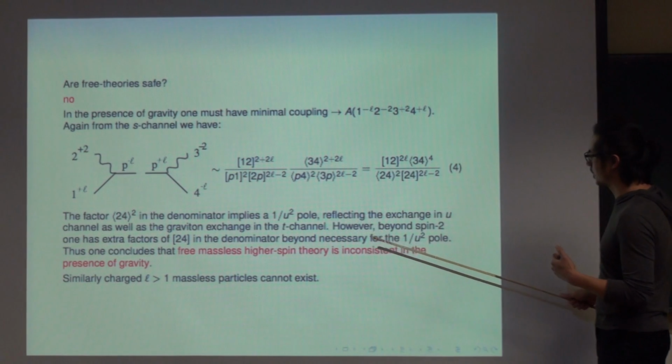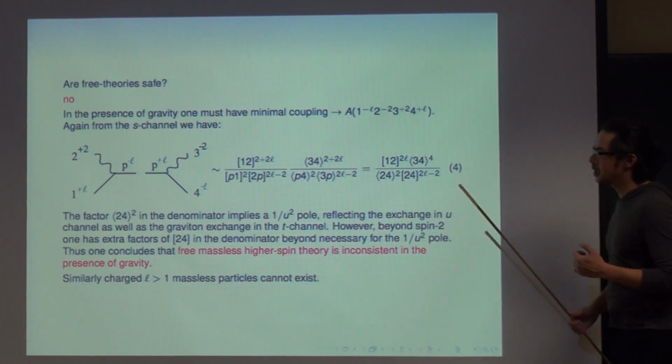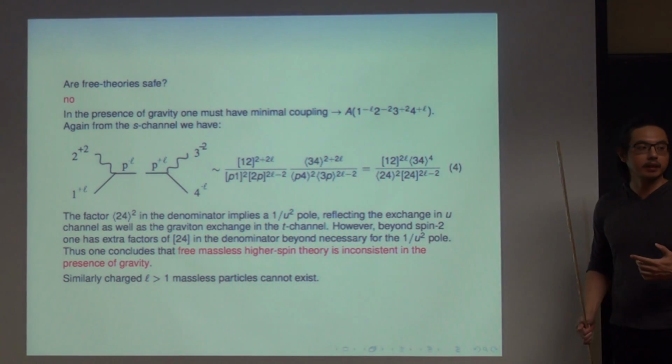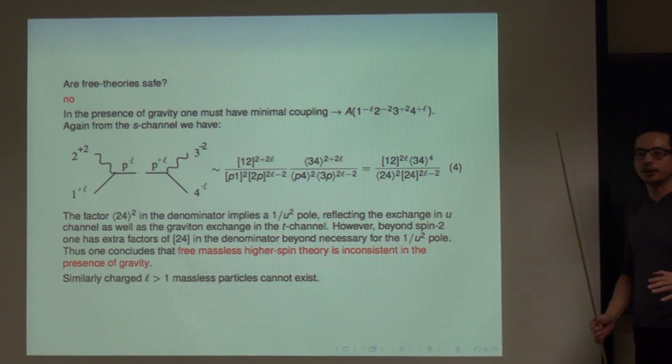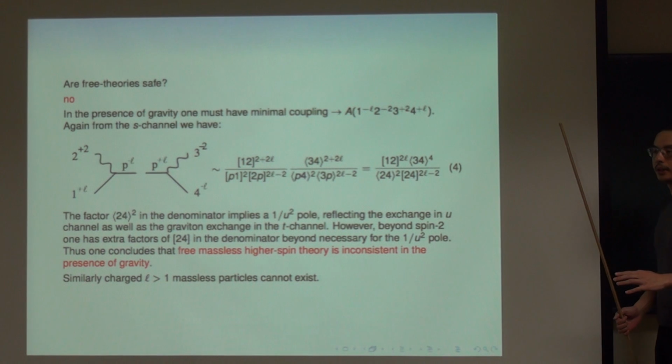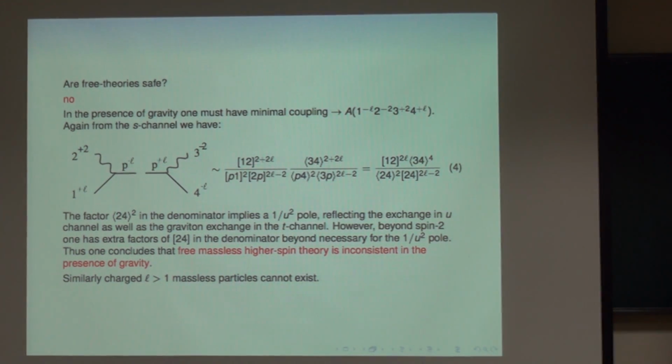So maybe I just go a little bit faster. Anything beyond spin 2 cannot be consistently coupled to gravity. Period. Because you have gravity, there's no way you have any particle that has spin greater than 2. That's because of your construction in this particular way.